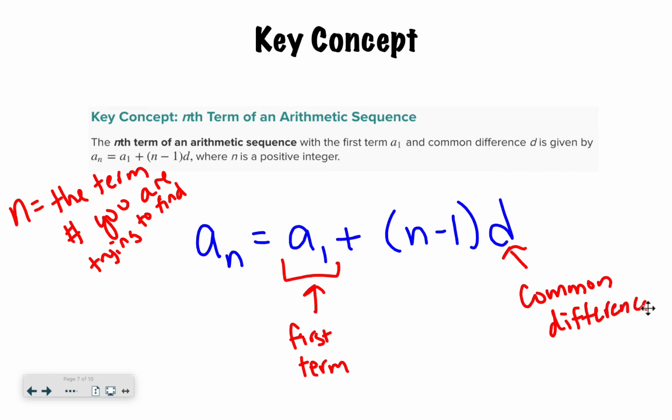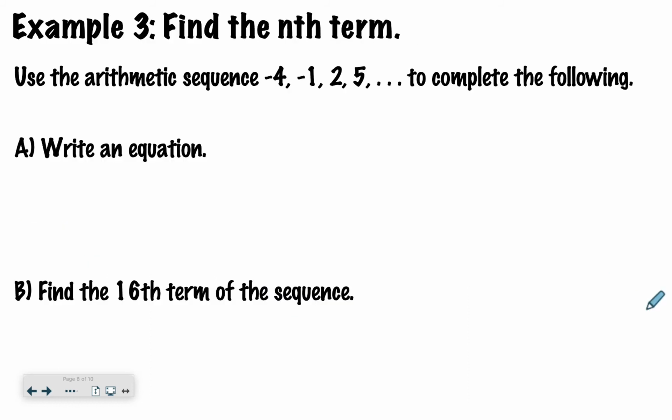Maybe jot down these notes. This is going to be a great thing to have on a note card. Sometimes students end up mixing up the formula if they don't have it on their note card. So please make sure that you write this down. Practice memorizing it, but if you don't get it memorized, make sure it's at least on your note card for the test. Now, let's use the arithmetic sequence -4, -1, 2, and 5 to complete the following.